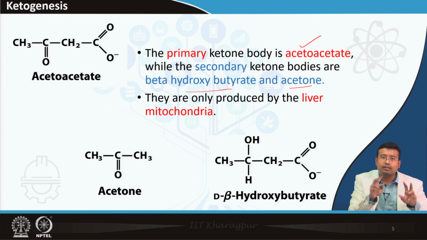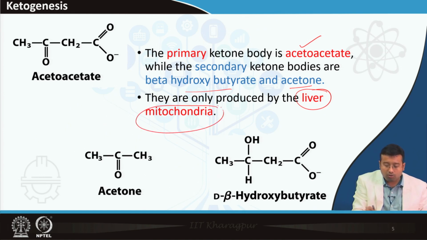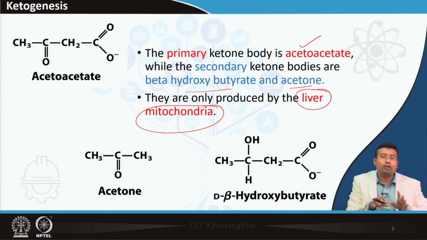What you need to keep in mind again for MCQ purposes is that ketogenesis, or production of ketone bodies, happens in two specific areas. One is inside the liver, the organ, and where inside the liver? That is the hepatocytes, the liver cells, inside the mitochondria. So, to be very specific, ketone body production happens in liver mitochondria.